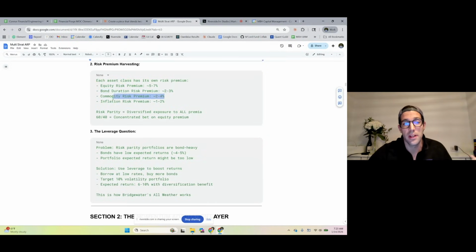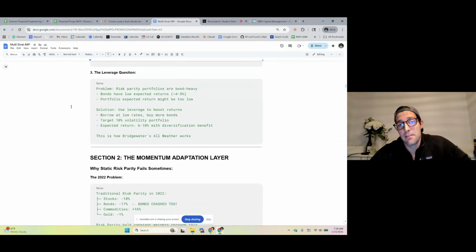Commodity risk premium from inflation, 2 to 4%. And then basically just inflation going up, not holding cash. We'll get that. It's diversified across all premiums. But here's the leverage question.